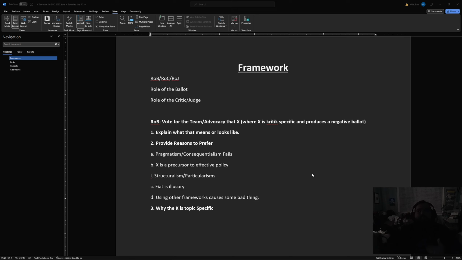So again, this isn't going to give you the best K in the world, but if you're someone who is delving into a literature base, you've wondered about Ks and how to get started with them, I think this covers a lot of the bases that you would want to. It has some significant strategic value hidden in some of the arguments throughout it that, when your opponent sees it, they don't literally see that you have a pragmatism or consequentialism fails or the K is a precursor to effective policy. They just see whatever your tagline is, but you know the utility of it, and therefore you can leverage that in the future.